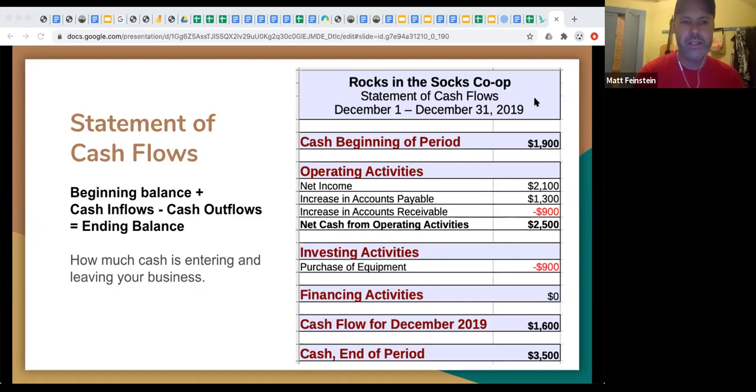Not necessarily. Your investing activities could be investment into your co-op. It could be sale of equipment. It could show depreciation of your equipment. Things like that could be not negative numbers. So yeah, this is just a really oversimplified one here for example purposes.